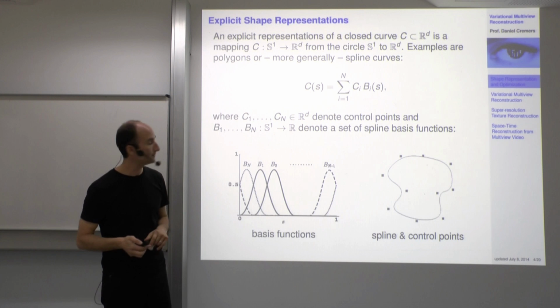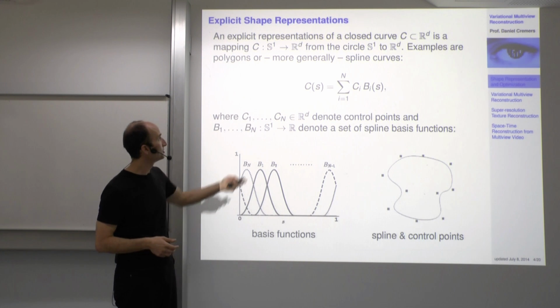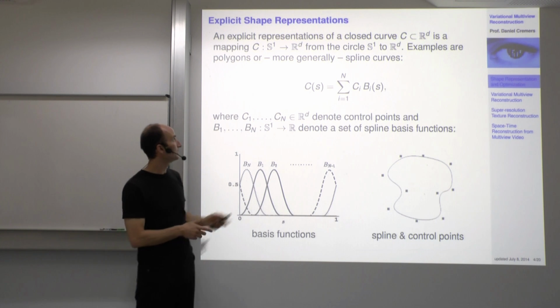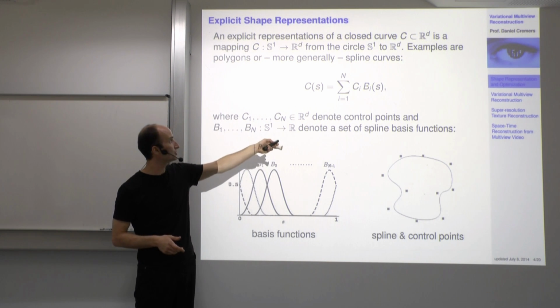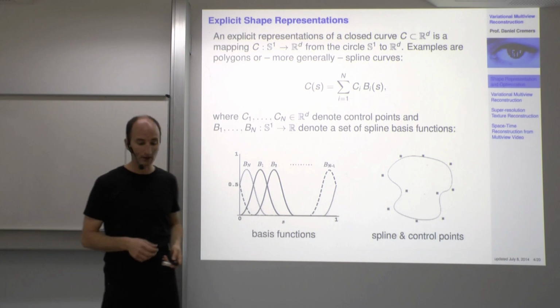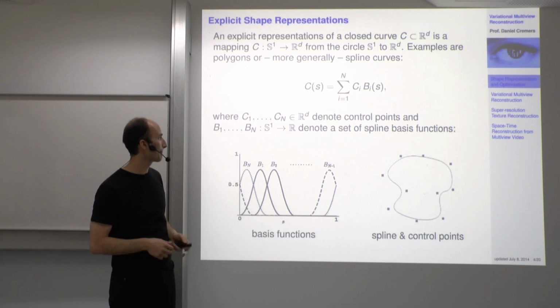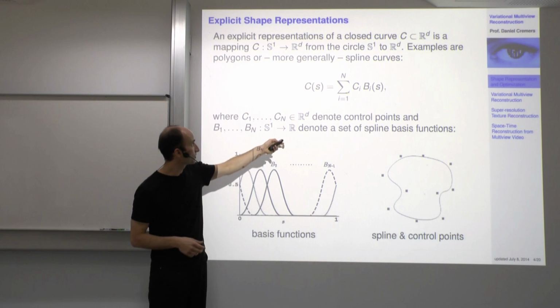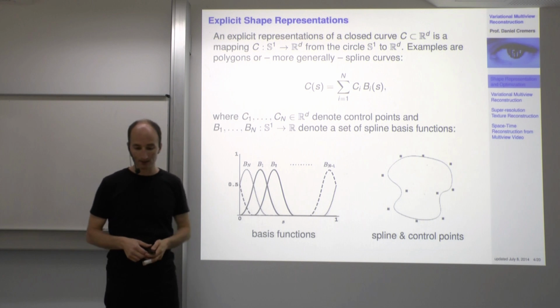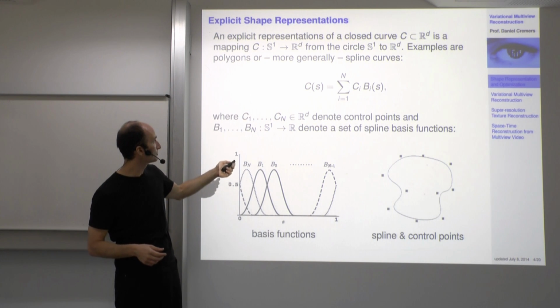How are they defined? Well, these are parametric models of shapes. This is for curves. For example, you have a set of basis functions, b_i, and then it's just a linear combination of these basis functions that defines the shape. And these coefficients that define the linear combination, c_i, are so-called control points.